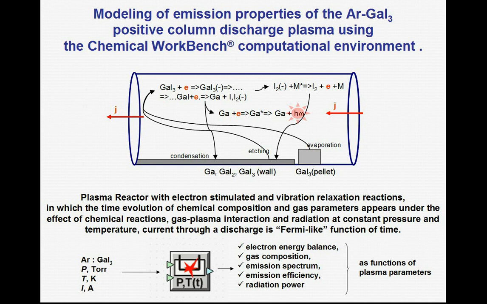Gas composition in the reactor is changed as a result of chemical and electronic kinetic plasma. The calculation yields the electron energy balance, emission spectrum, and the emission efficiency as functions of plasma parameters. The final goal was to predict the emission spectrum and power in the ultraviolet and visible range and the emission efficiency.